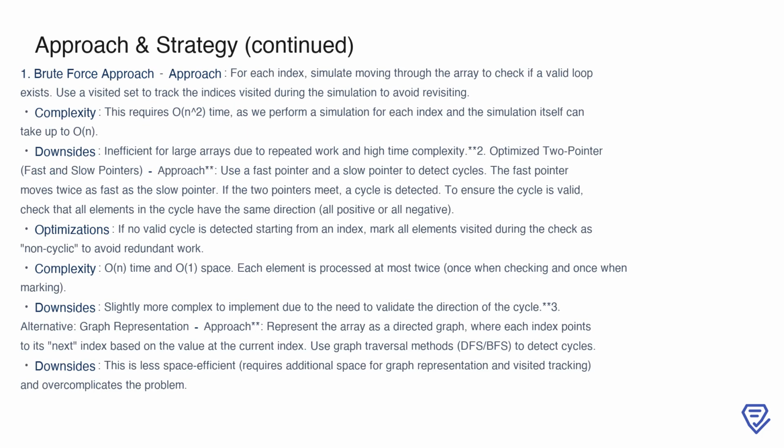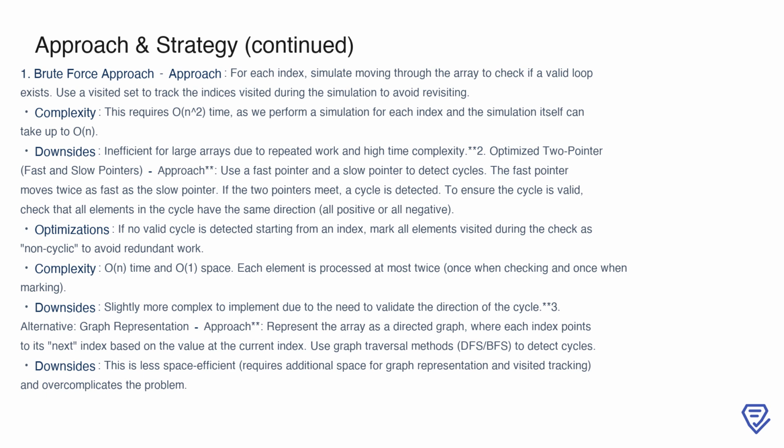The first approach we considered is the brute force method. Here, for each index in the array, we simulate the process of moving through the indices step by step to check whether a valid loop exists. To avoid revisiting indices during the simulation, we use a visited set to keep track of the indices we've already processed. However, this approach is inefficient, with a time complexity of O(n squared). This is because we perform a simulation for every index, and each simulation can take up to O(n) steps. For large arrays, this repeated work makes the brute force method impractical.